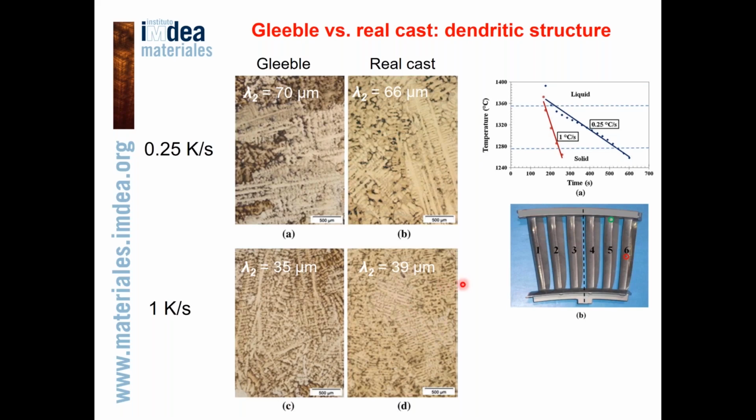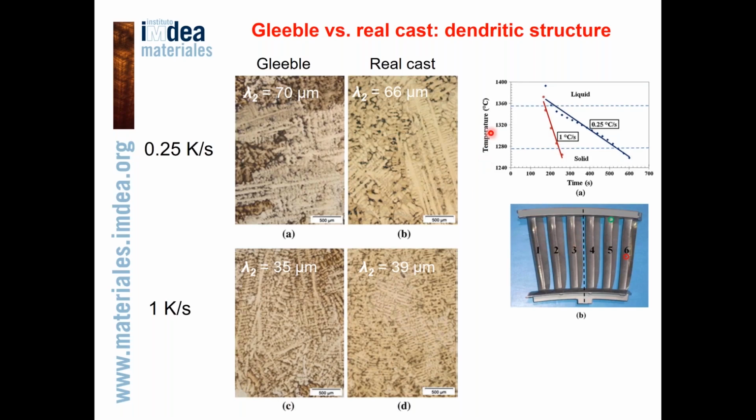Also, in parallel, samples were cut from the real as-cast nozzle guide vane from the areas which cooled down with similar cooling rates, 0.25 and 1 degrees per second. And the microstructure of the Gleeble samples and samples from the real nozzle guide vane were compared.